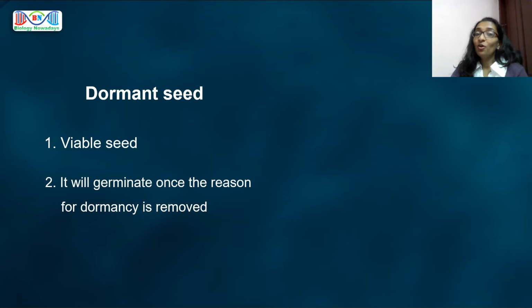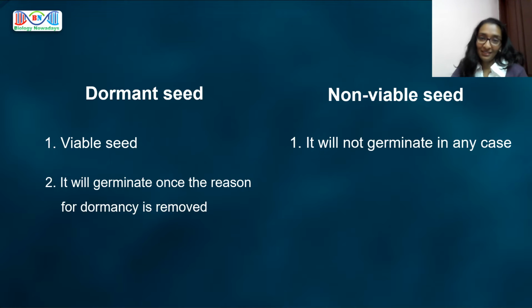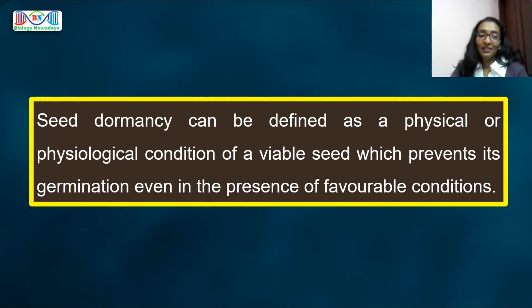By the way, a dormant seed is different from a non-viable or dead seed because a non-viable seed will not germinate in any case. So, seed dormancy can be defined as a physical or physiological condition of a viable seed which prevents its germination even in the presence of favorable environmental conditions.